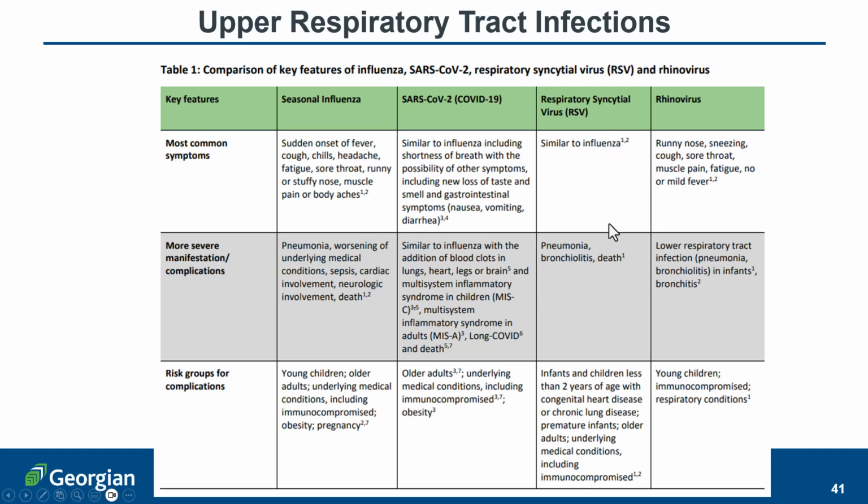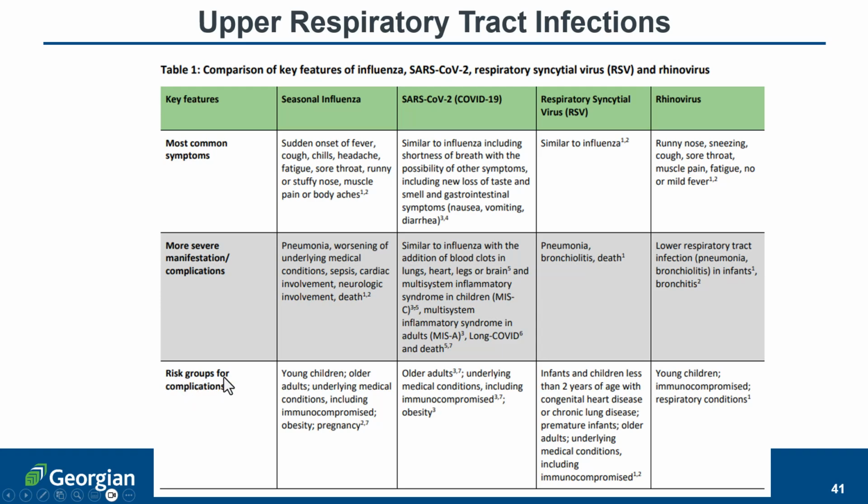RSV mainly affects the very young and the elderly. It's much more severe. In adults, it usually has a much more benign course. But for RSV, the complications are pneumonia, bronchiolitis, and death. And usually for rhinovirus, outside of infants, there are not severe complications.